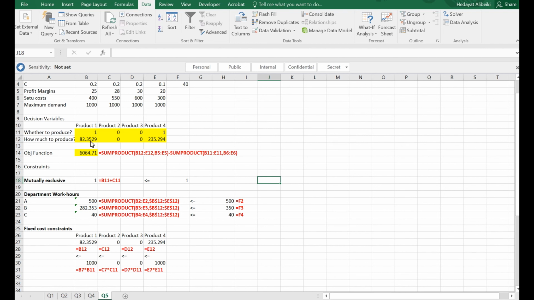So we are producing product 1 by 82 units, product 2 by 235 units. And if they cannot take continuous numbers, since these are relatively very big numbers, we can round them, and this can be 82 or 83, and this can be 235 or 236. That's it.